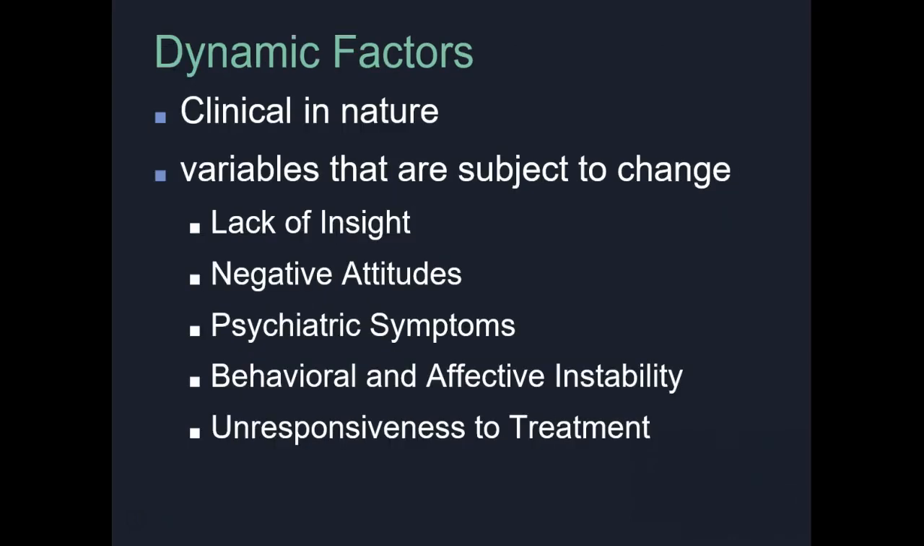Very different to what we call dynamic factors, which can change. They're clinical in nature. A few examples: lack of insight. Somebody can gain insight into their impulsiveness, for instance, and learn how to better regulate their emotions and not act out violently. Negative attitudes can be shifted more towards positive. Psychiatric symptoms can be treated and sometimes are actually in remission or gone. Behavioral affective instability, so the way we behave, the choices we make with our behavior. Affect is our emotion, how we're able to better manage our emotional states. Unresponsiveness to treatment. Some people don't respond, and as a result, the risk can go up.